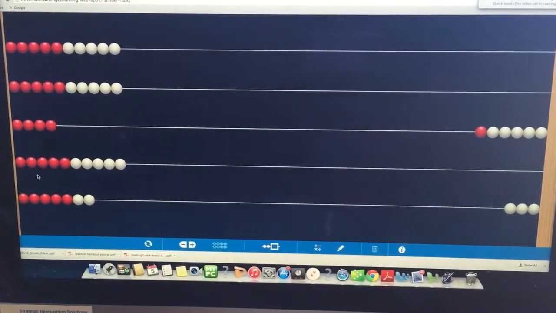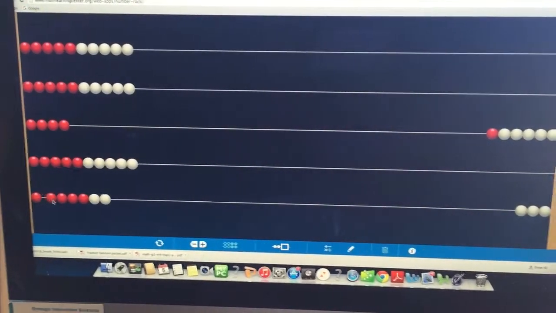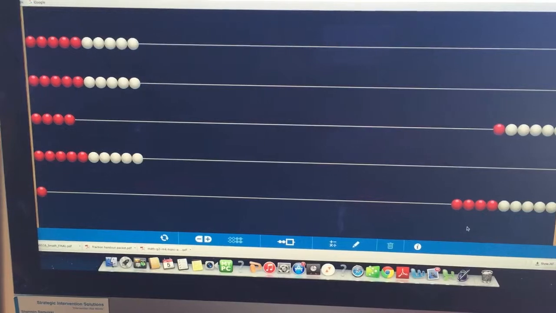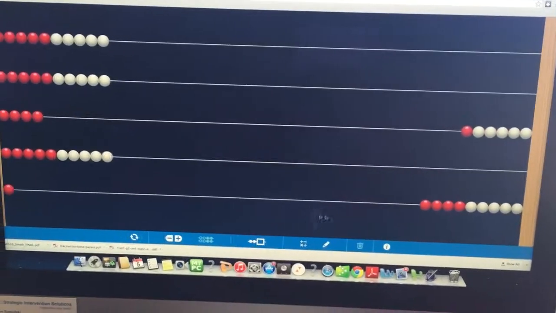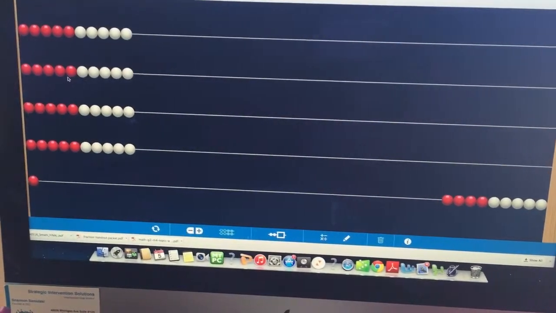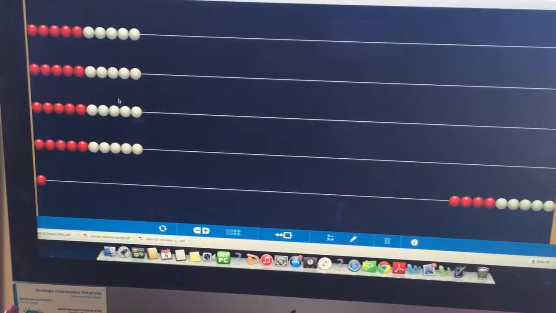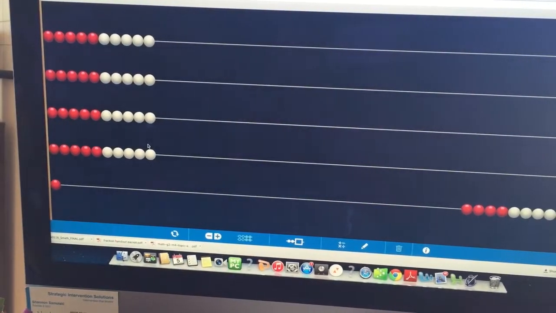So we're going to take that number 17 and decompose it into 6 and 11. We're going to take that 6 and bond it with our 24 to get a decade of 30. And so when kids look at the answer, they can see that the answer is 41.